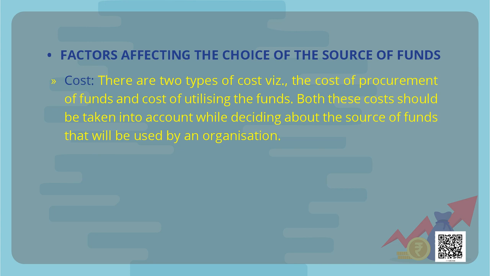Similarly, every instrument, every source has its own cost of procurement. Secondly, there is a cost of utilizing the funds, which in case of borrowing or debt is in the form of interest, in case of shares is in the form of dividends. So looking at both these types of costs, a company has to see whether it wants to go with a high cost security or it wants to stay with a low cost security.